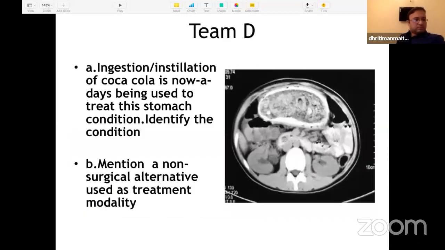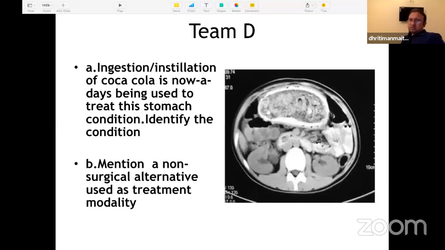Question 2, Mimansha. Yes, sir. Ingestion or instillation of Coca-Cola is nowadays being used to treat this stomach condition. Identify this condition from this CT scan and mention a non-surgical alternative used as treatment modality. So can I have some hints, please? Hint is given in this question. Ingestion or instillation of Coca-Cola is nowadays being used to treat this stomach condition.